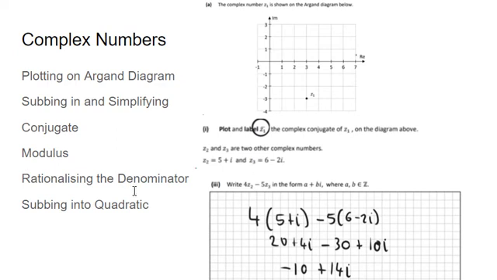And then you've got rationalizing the denominator. That goes on, it's a little bit harder then. So you're multiplying top and bottom by the conjugate of the bottom. And then the last part is subbing into quadratic, just to show that it's a solution. So obviously I'm only barely describing what those things are. You need to look into them in more detail, but they're definitely worth knowing. So I'd always encourage students to learn off complex numbers and try to do really well in that question.